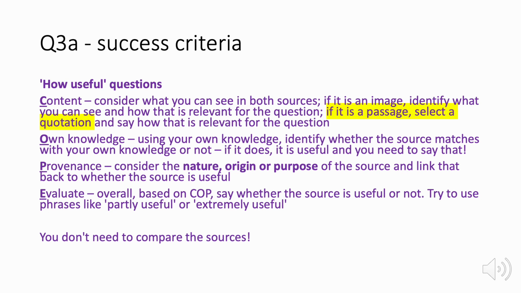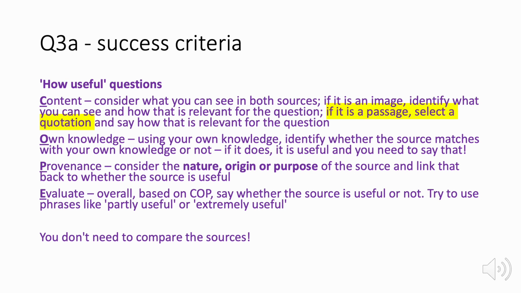If it's an image, you need to pick out something you can see, and be specific. So you say, in the foreground of the image, I can see... and then you need to link back to the question. So you could say, in the foreground, I can see soldiers, and this tells me that the Weimar Republic faced a military challenge from the Kapp Putsch. Full stop. That's how you could approach that.